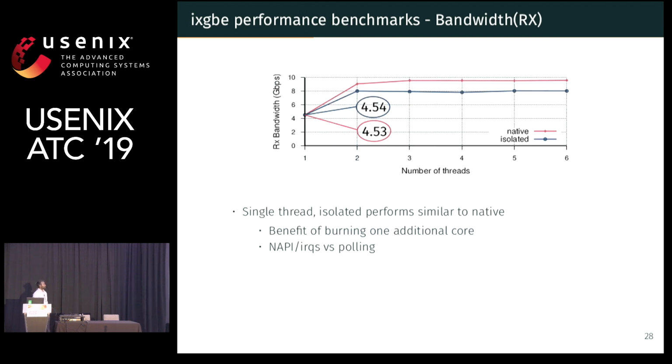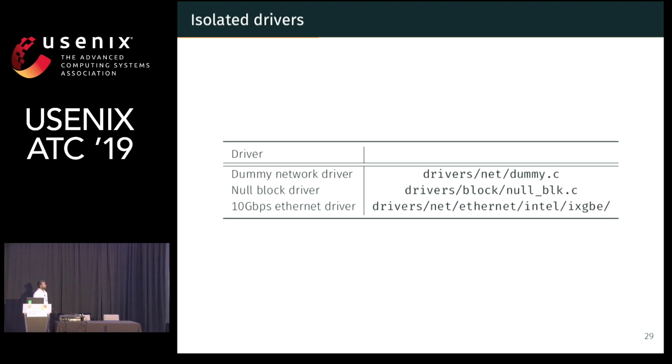And in the reception bandwidth benchmark, in our single-threaded case, the isolated driver performs on par with the native. This is due to burning one more additional core and the fact that we do polling in a different way. In a native driver, the packet reception is handled by an interrupt and then offloaded to a soft IRQ thread, and this incurs a context switching overhead. Whereas in our isolated setting, we use busy polling to reap the packets from the hardware. And for 2 to 6 application threads, we are within 12 to 18% of the performance of the native driver.